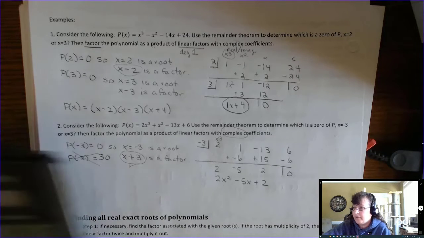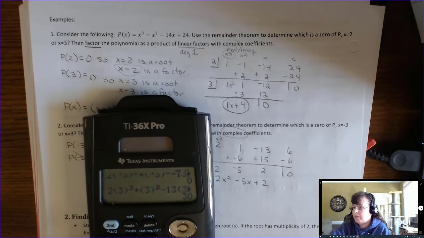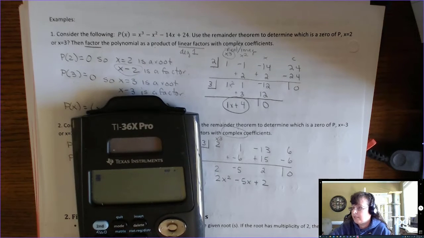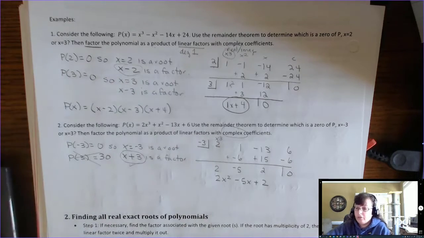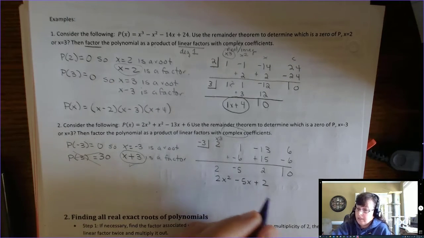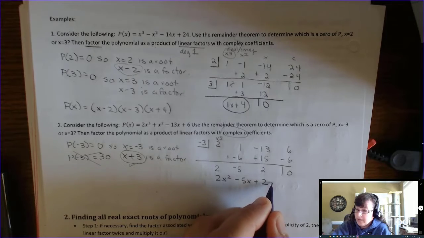I'm not sure it factors, so I'm going to use the discriminant. B squared minus 4ac. B squared, that's 25, minus 4 times 2 times 2 gives you a perfect square 9. So that means that factors. Okay, if it didn't factor, you would use the quadratic formula. So what we're going to do is we're going to factor this.